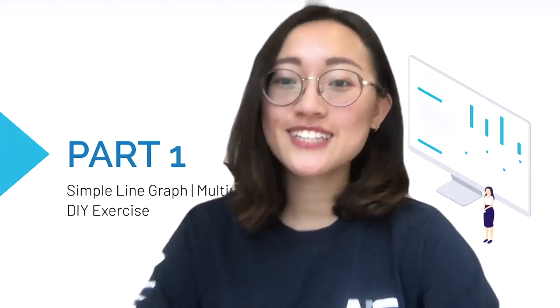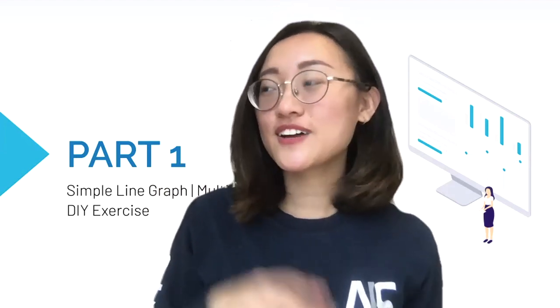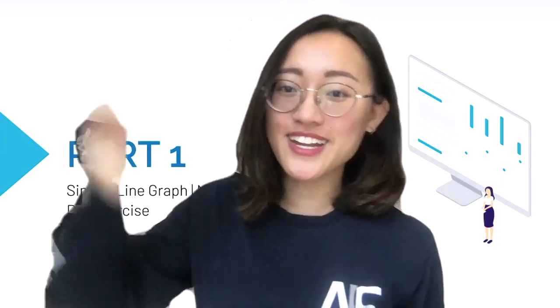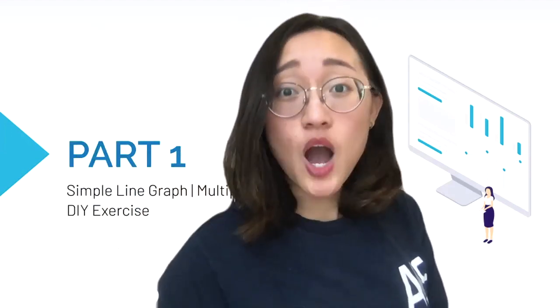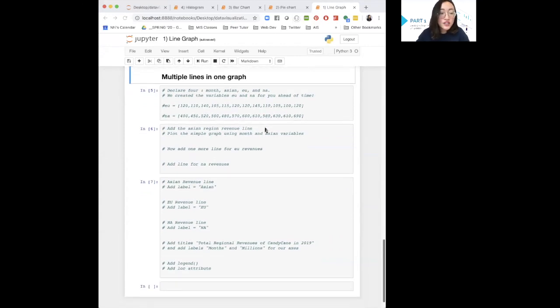Cool. Now that you're a professional at making a line graph with one line in it, we're gonna move on and make multiple lines in one. So now we're gonna run through this one pretty quickly because you're obviously very familiar with this. In here, multiple lines in one graph, let's declare that one right now.